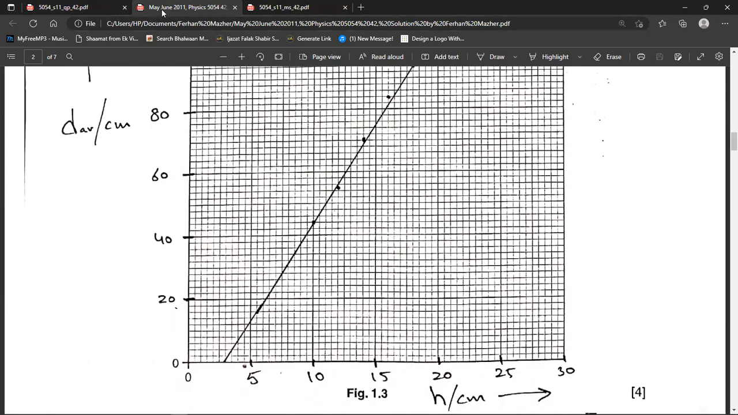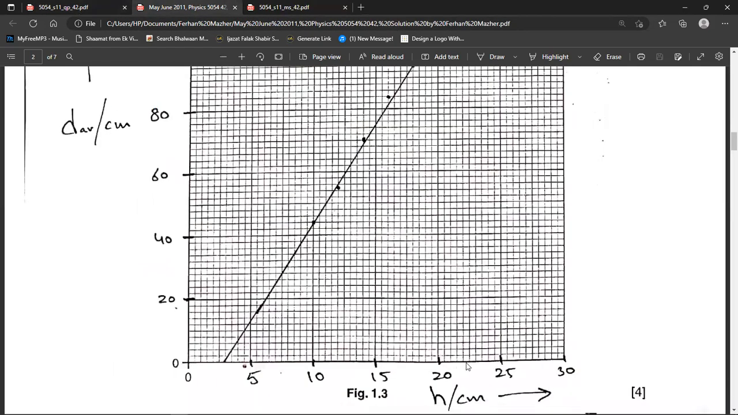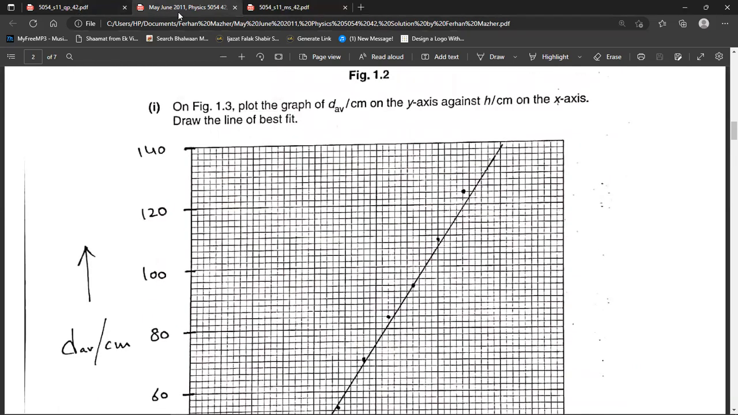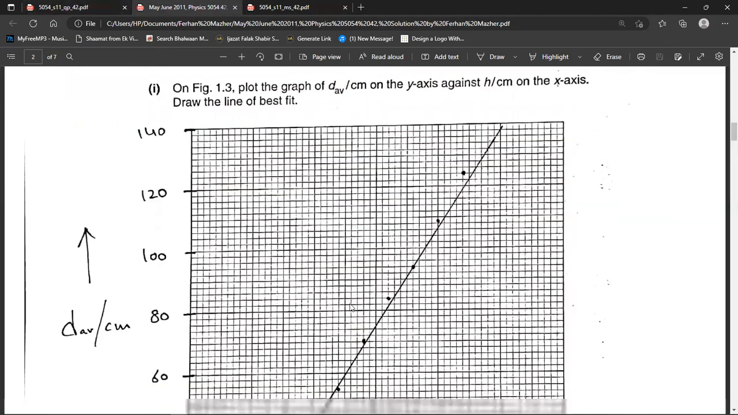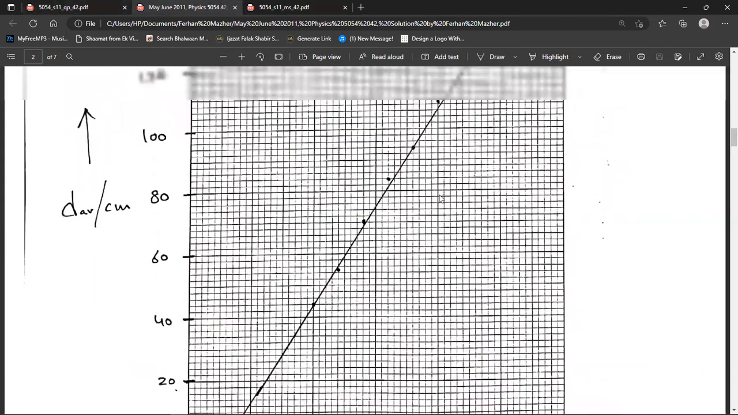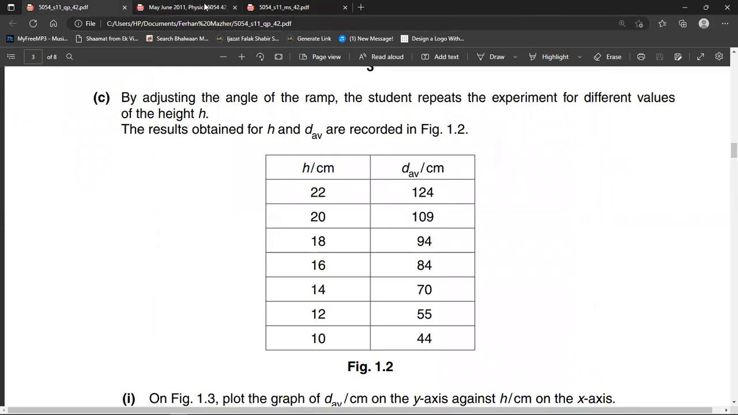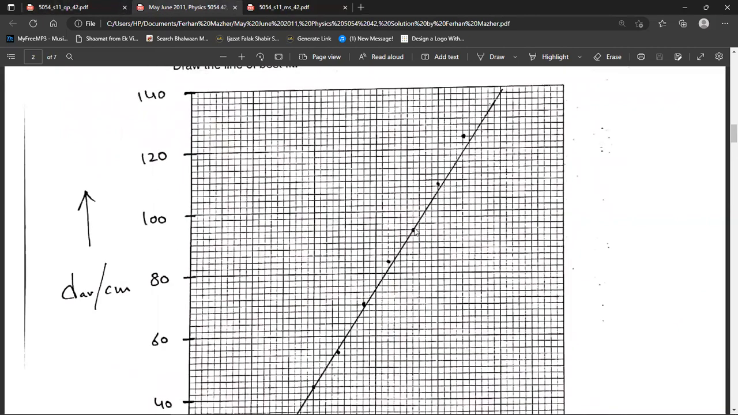So now we will plot the points. At 22, you have 124. So 22 will be here, and this is the dot. At 20, you have 109. I will put a dot here. At 18, you have 94. So the 18 is here, and you will have 94. Put a dot here.